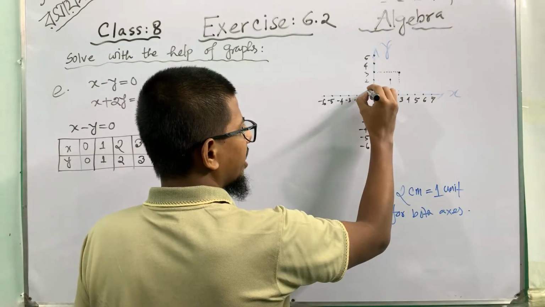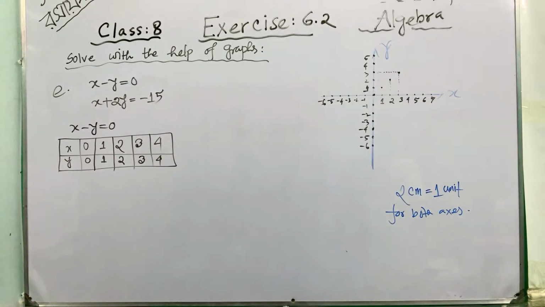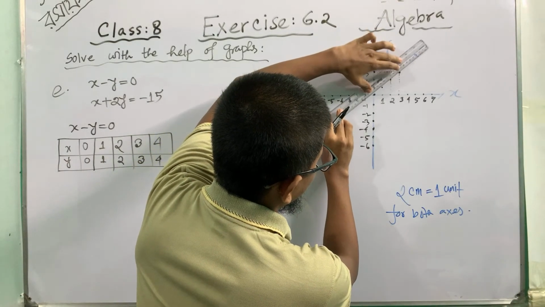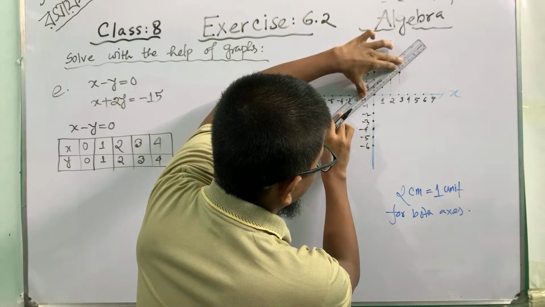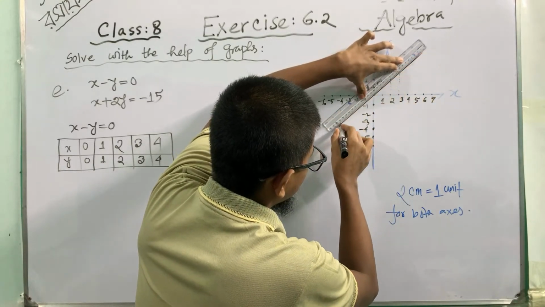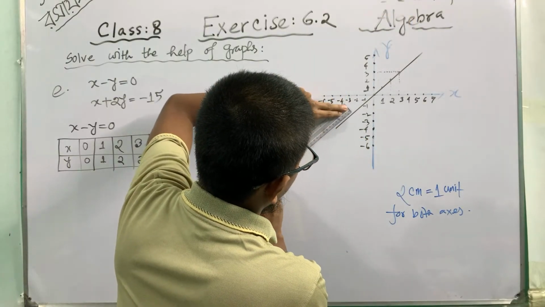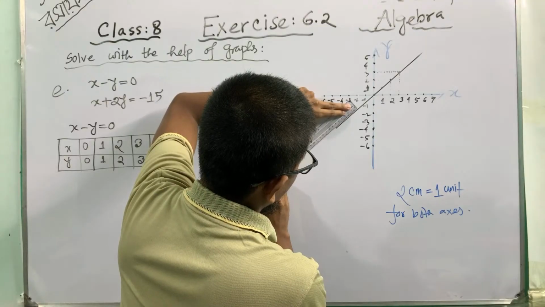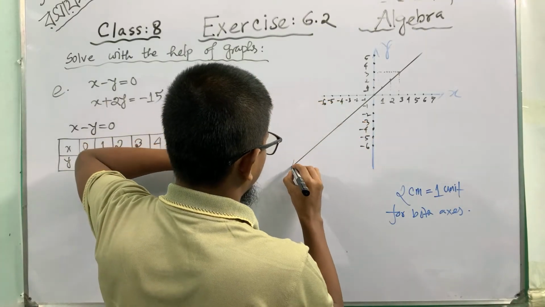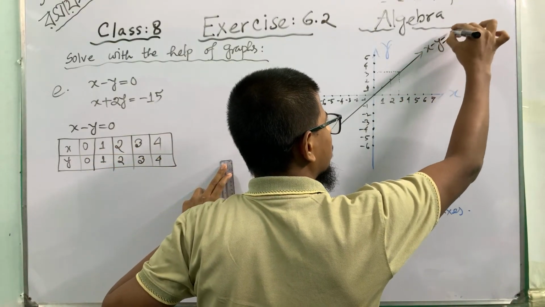So I don't need any more points because I can just simply draw a line using only 2 points. So I'm going to draw x minus y equal to 0. So this is x minus y equal to 0. Okay.